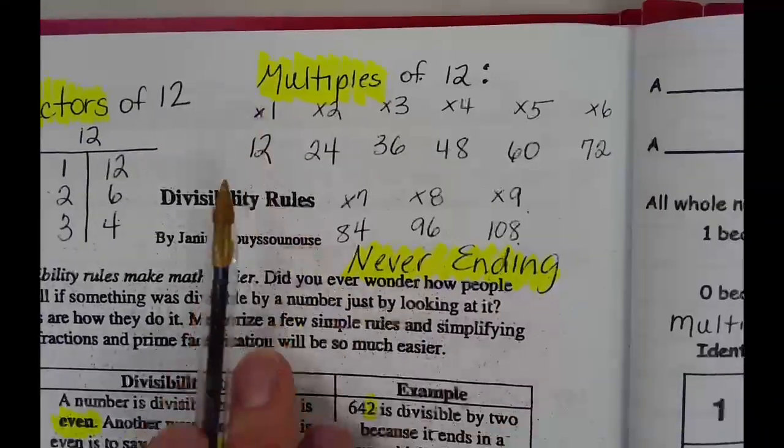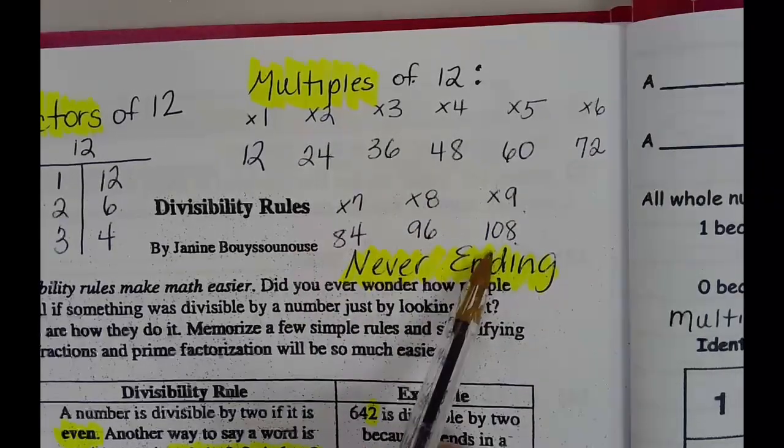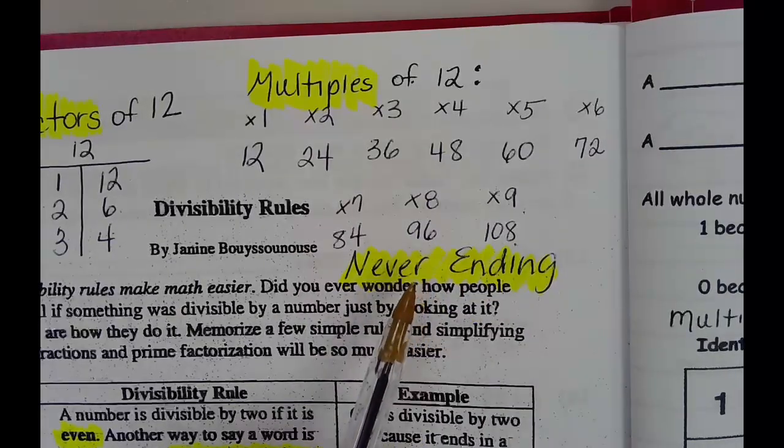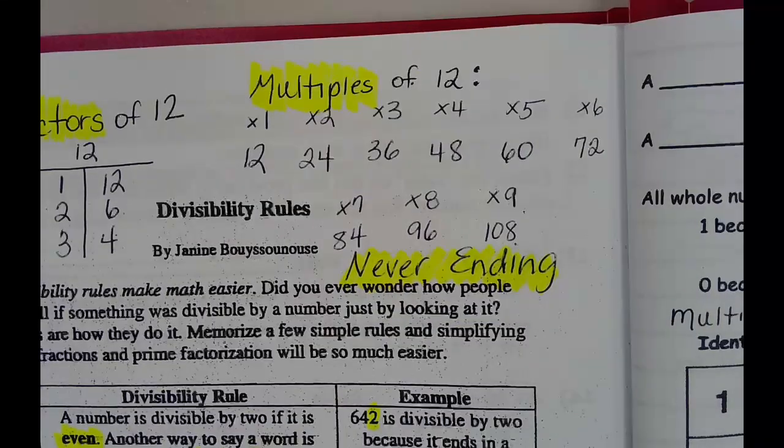Then I have multiples of 12. 12, 24, 36, 48, 60, 72, 84, 96, 108. Did I list all multiples of 12? No. Why not? Because it never ends. You can keep multiplying by the next number.